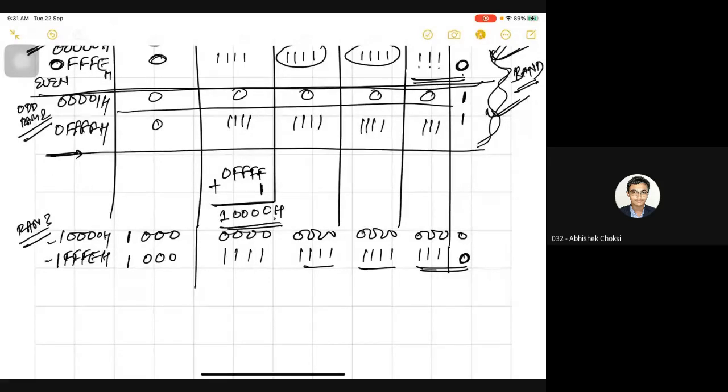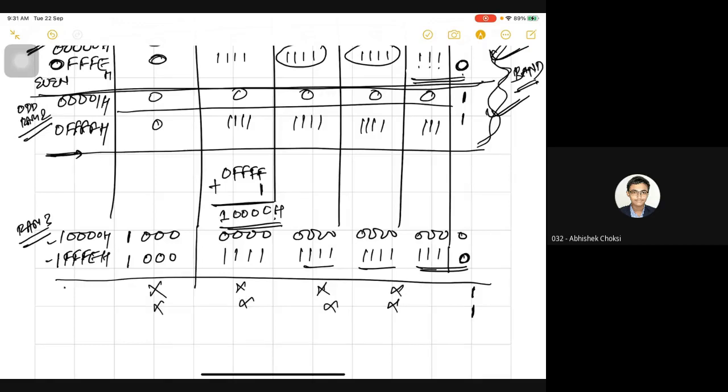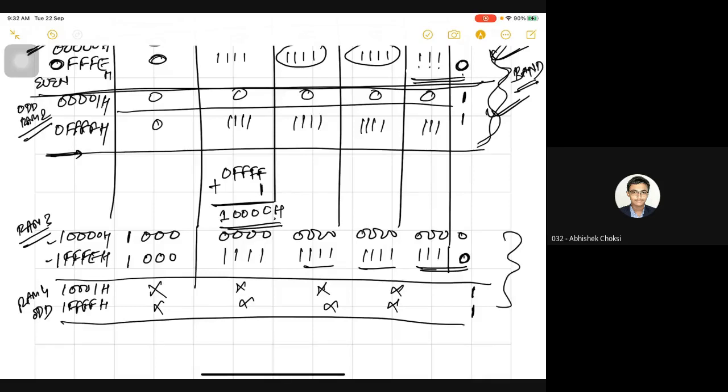Now I need to make the odd bank. So simply change A0 to 1 and keep everything else as it is. No change. So what happens? It will become 10001H and 1FFFFH. And this will be my RAM 4, the odd bank. So I have attached all my RAMs with my 8086, and these are the starting and ending addresses of all my RAMs.